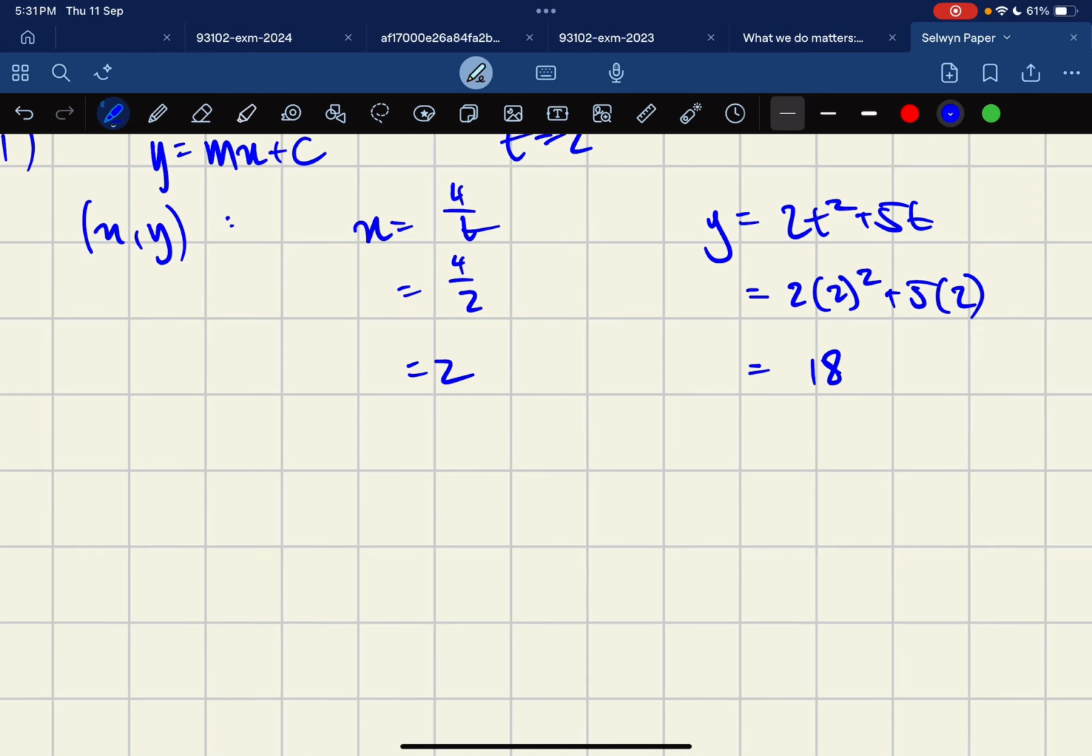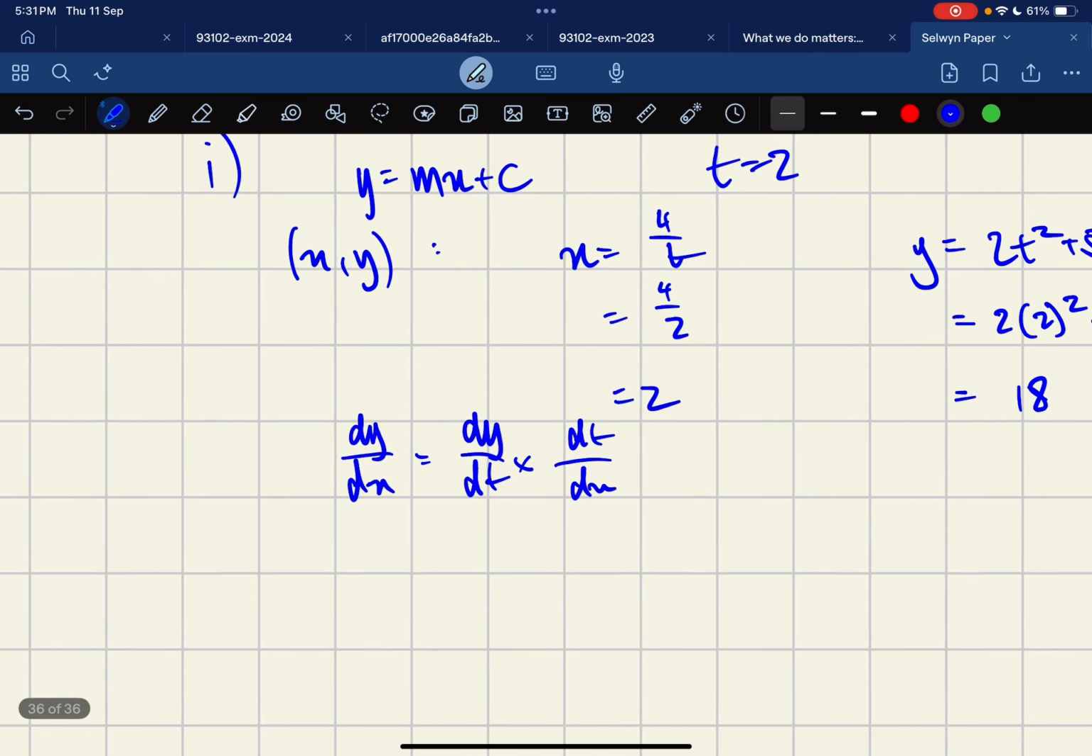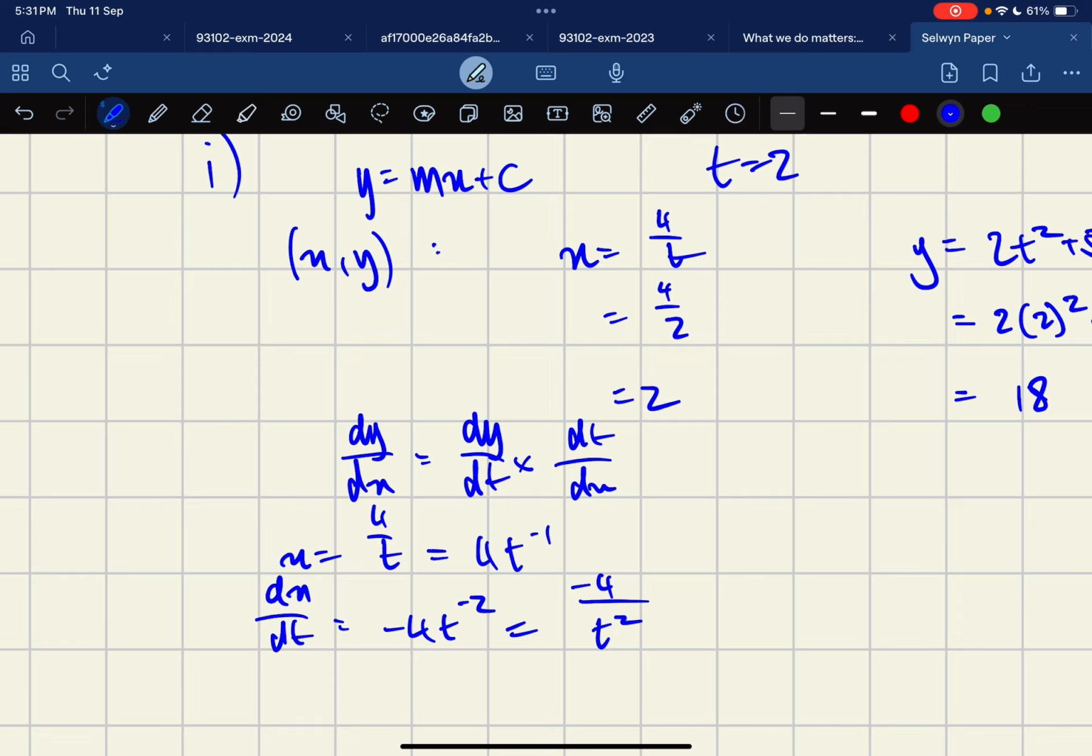And then for our gradient, we want dy over dx, but it's parametric, so you need to find dy over dt, and then multiply that by dt over dx. So if x equals 4 over t, this is the same as 4 times t to the negative 1. So then dx over dt is equal to negative 4 t to the negative 2, or negative 4 over t squared.